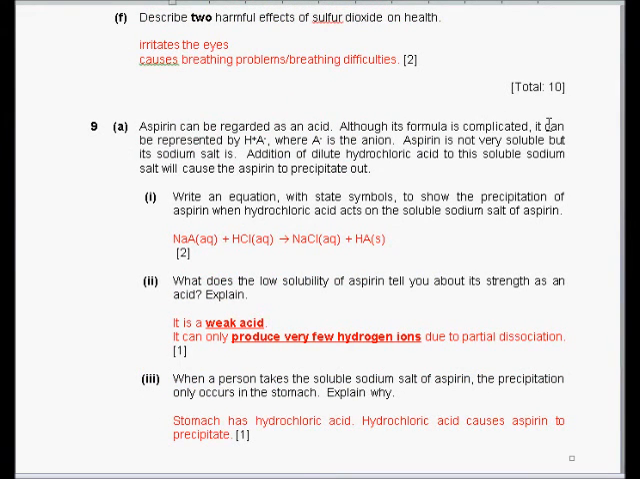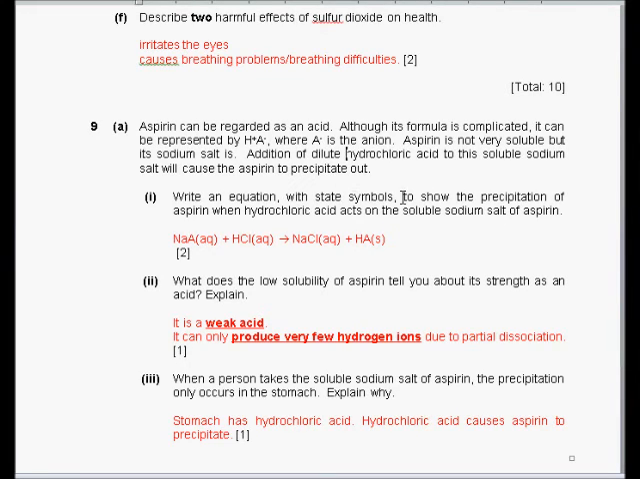it's badly done. Now the formula of aspirin, H plus A minus. This plus and minus basically tells you that this is the anion and the cation is the hydrogen ion. This is not the chemical formula. The chemical formula should be HA, not H plus A minus. The chemical formula for aspirin should be HA.